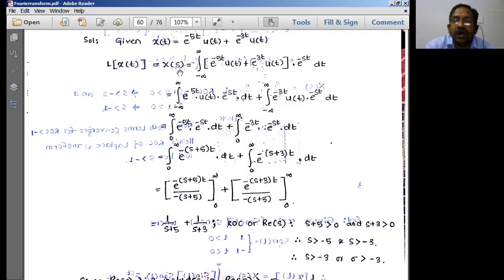So here, finding out the Laplace transform means what? We are simply transforming the signal in the time domain into the frequency domain. So here the frequency domain is represented in the S-plane. In the case of Fourier transforms, we represent the frequency domain in terms of the j omega axis, or j omega domain, or the frequency domain. So here we represent it in the S-plane.